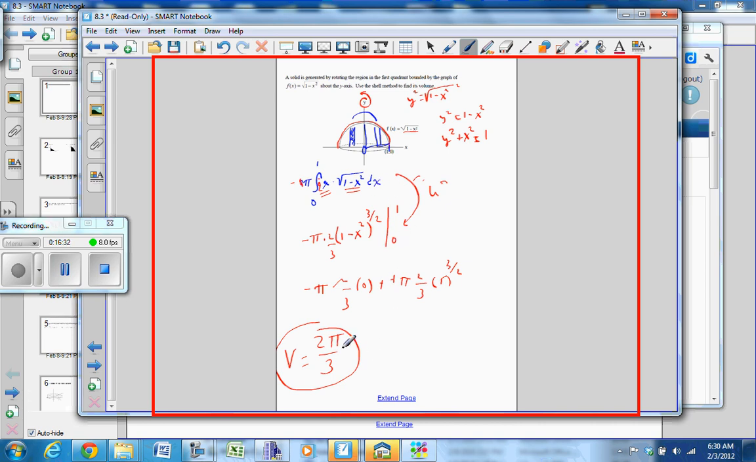But we get this volume here, and just to make sure that makes sense, we know that the volume of a sphere is 4/3 pi times r cubed. Well, in this case, r is 1. So the volume of a sphere would be 4/3 pi, but half of a sphere would be 2/3 pi. And we see that that answer makes sense given that that's the answer that we got.